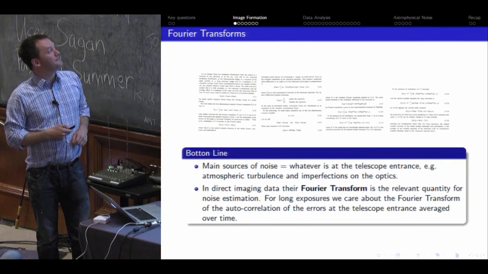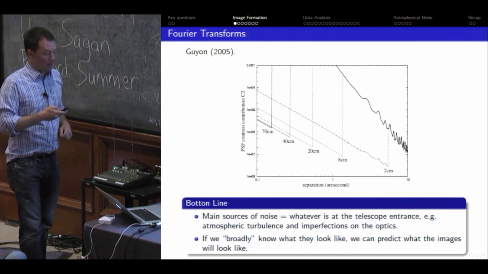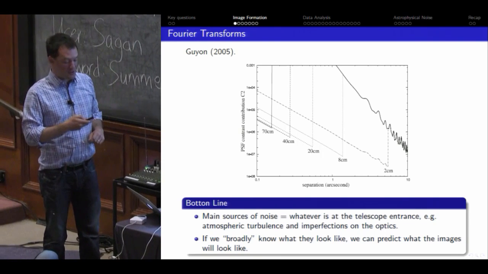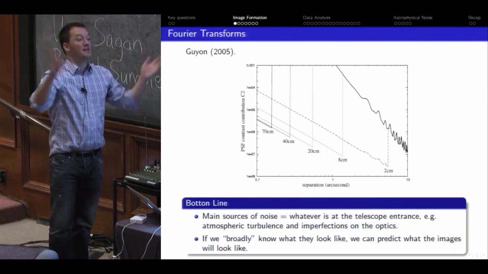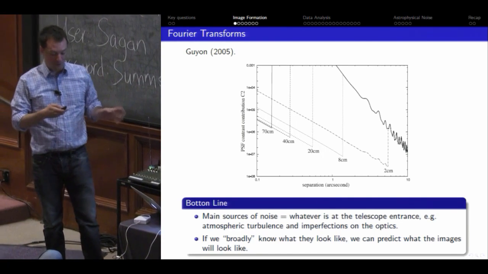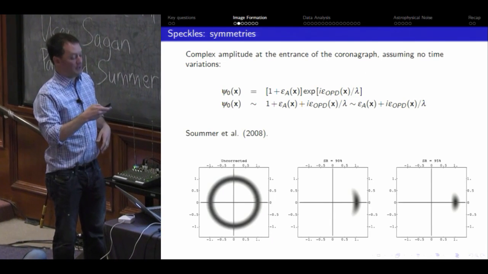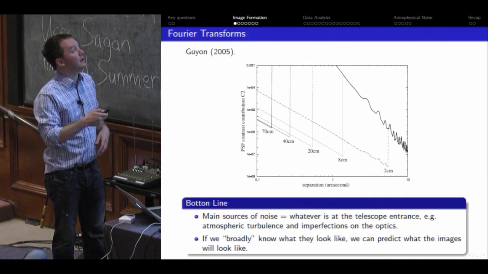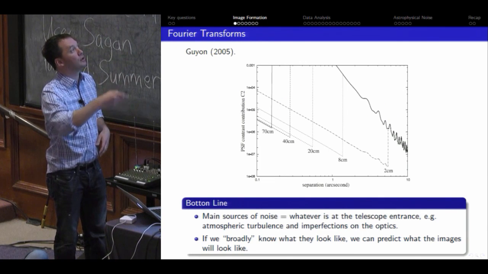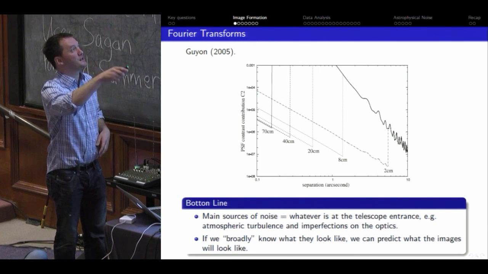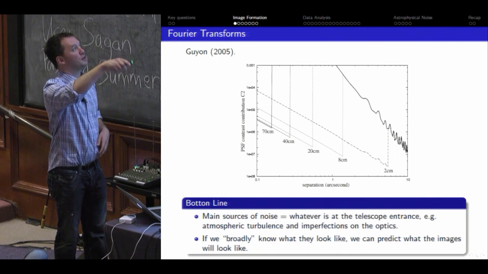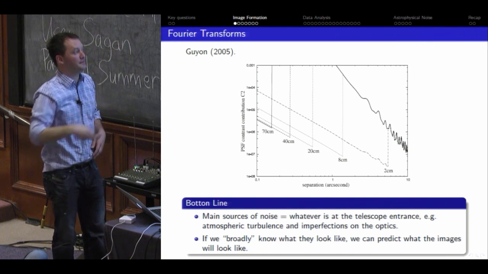And that's a point that Olivier Guyon made in one of his papers in 2005. You have some statistical properties for the atmosphere above your telescope. You have a given adaptive optics system that has a given type of performance. You can sort of predict the contrast this given system will have.